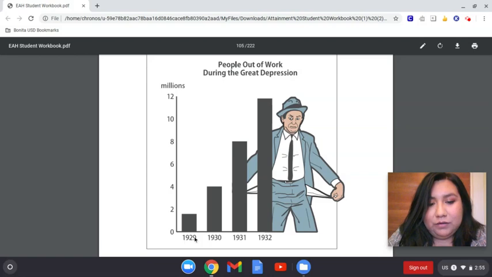So in 1929, roughly less than 2 million people were out of a job. In 1930, about 4 million people were out of work. In 1931, it looks like about 8 million people were out of work. And sadly, in 1932, it looked like about 12, a little less than 12 million people were out of work.